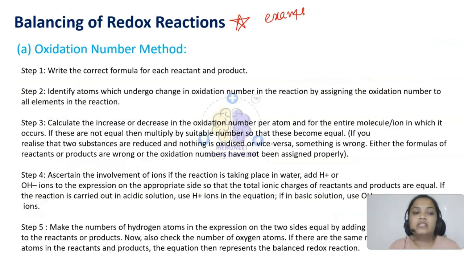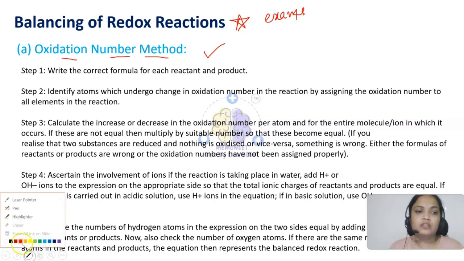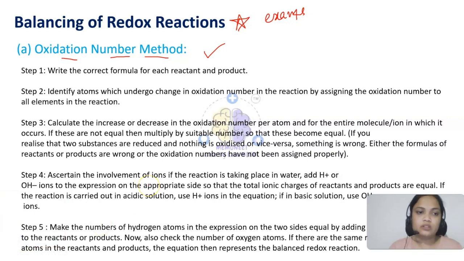So now from the NEET point of view, balancing of redox reactions is also important. So there are two methods that we will be discussing. So the first method that we are going to discuss is the oxidation number method, students. So in this particular method, what happens is, see, if you are using any method, the result is going to be the same, okay? So it is our choice which method we are going to use.